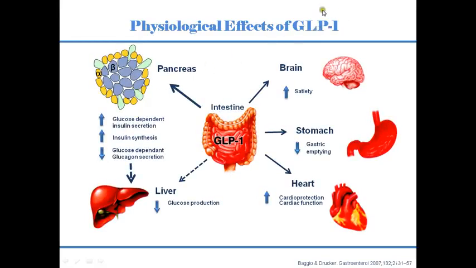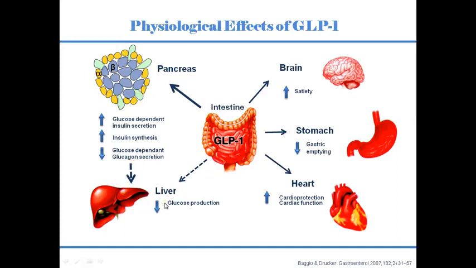So the incretin is GLP-1. GLP-1 is released from the intestines when we take food. When the food enters our body from the stomach, GLP-1 is released. This GLP-1 acts on the pancreas. It causes glucose-dependent insulin secretion. Glucose-dependent means that if there is a high glucose level, the pancreas will release more insulin; if there is a low glucose level, the pancreas will release less insulin. It also helps in the synthesis of insulin, and it is also responsible for the formation of beta cells. And it also causes glucose-dependent decreased production of glucagon.